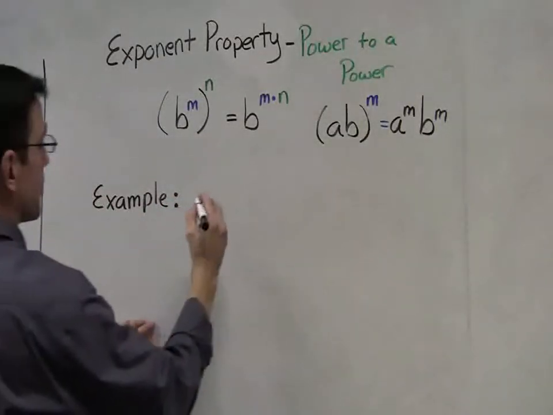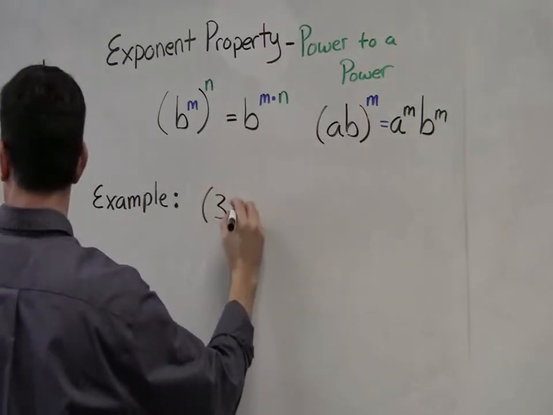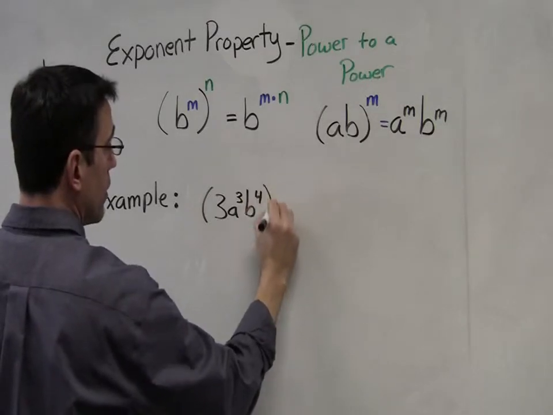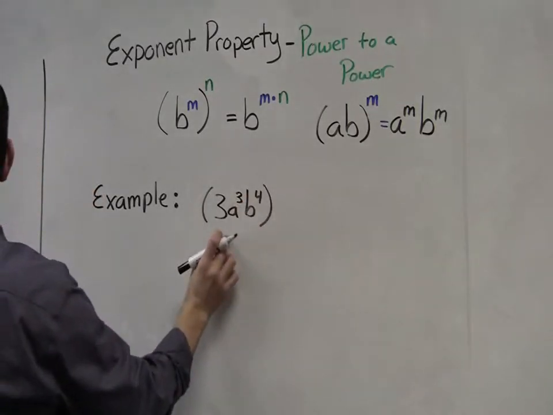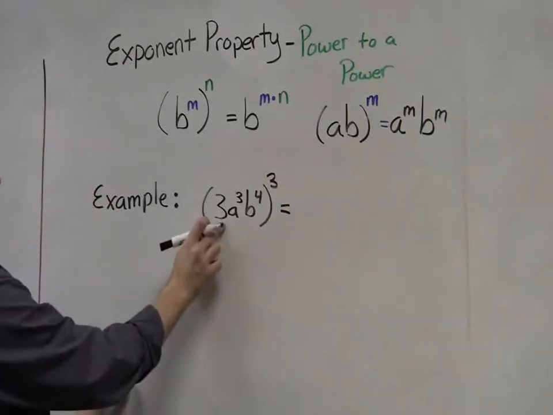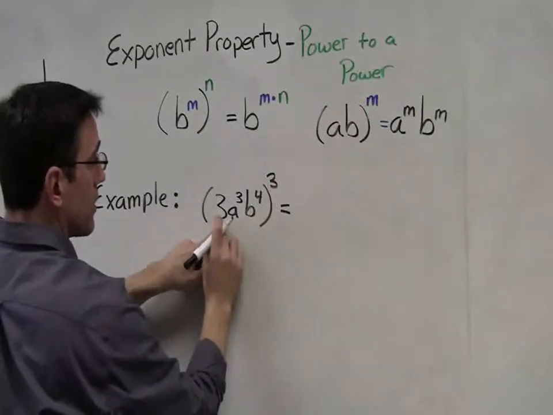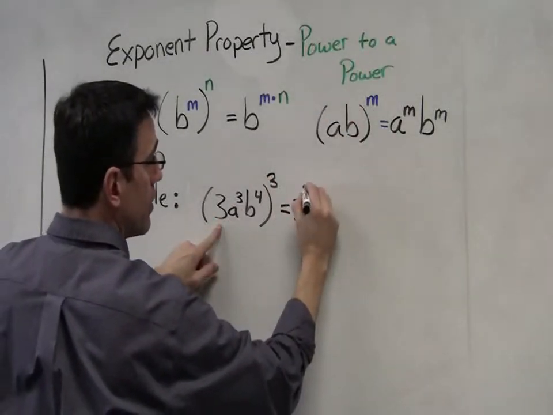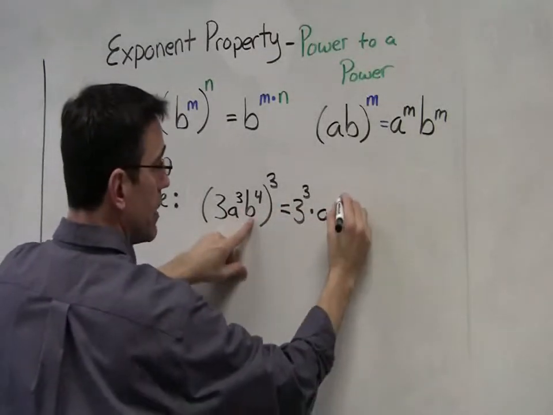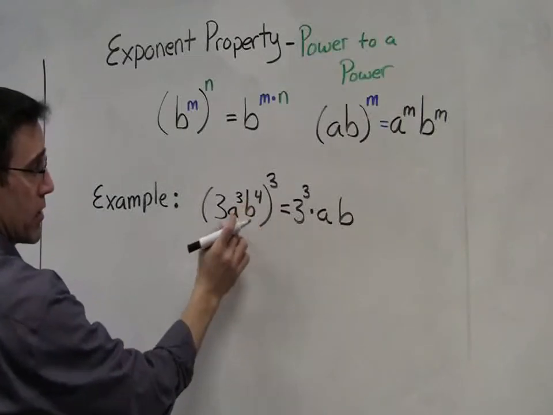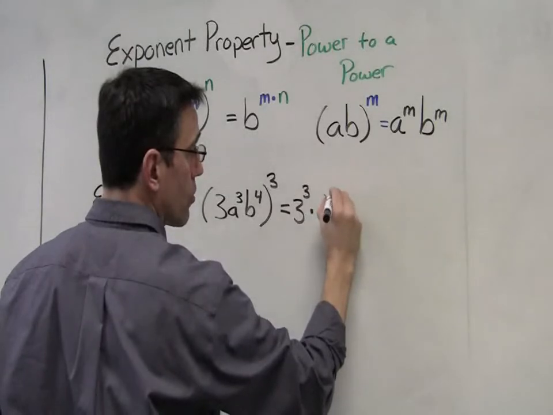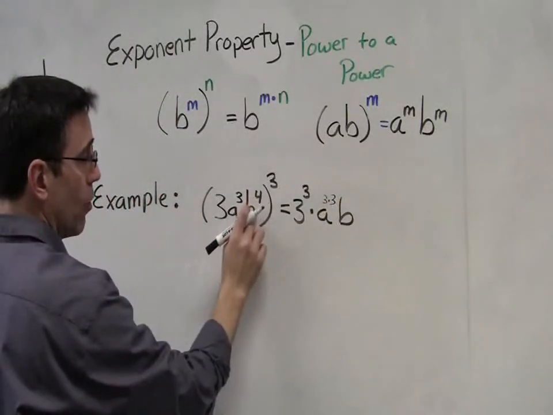Last one. This is about as hard as it's going to get for today. We'll go 3a to the third, b to the fourth, all raised to the third. Now these guys have exponents. I'm raising a power to yet another power. Okay? So, got a coefficient out here. I'm going to use this idea here. I'm going to take 3 to the third times. Now I've got an a and I've got a b, so I'm going to go ahead and write these down. And now I'm going to start messing around with their exponents. I've got 3 times that 3. So 3 times 3. And then I've got the 4 on the b times the 3.